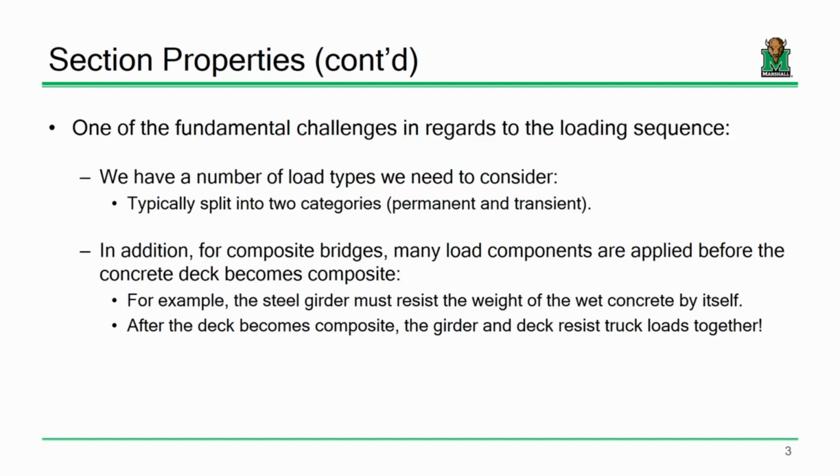I don't like to use dead and live in this course because there are so many different types of dead loads and so many types of live loads. I like to call them permanent and transient. Permanent loads are loads on the structure that are always going to be there. Things like the self-weight of the beam, the concrete slabs, the barriers, lights or any utilities on the bridge, the asphalt, or any bituminous overlay or anything like that.